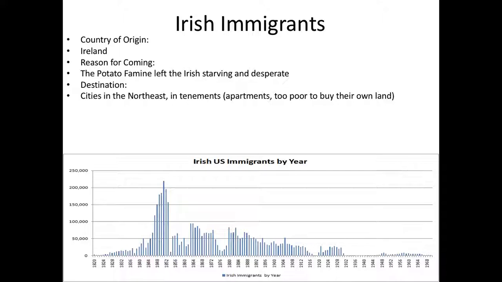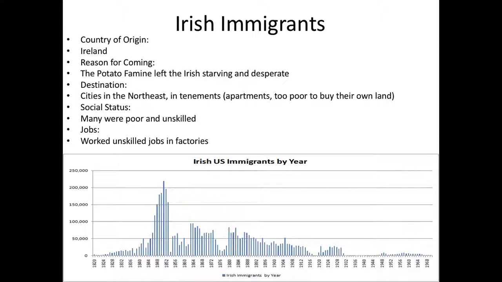So what do the Irish do? They tend to move into the cities and they tend to start renting from landlords that own apartments, aka tenements. Now, if they can't buy their own land, then that speaks to the fact that they are going to be poor. A lot of them don't have very many skills to bring to the United States. And knowing that they don't have many skills and knowing that they're living in the cities, you can kind of guess what they're going to do for a living. Well, they're not going to be starting up their own farms. They're not going to be starting up their own businesses. If they're poor, unskilled, and living in the cities, they are going to be working in the factories.